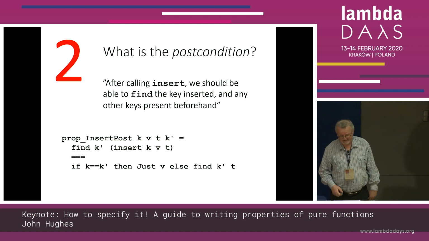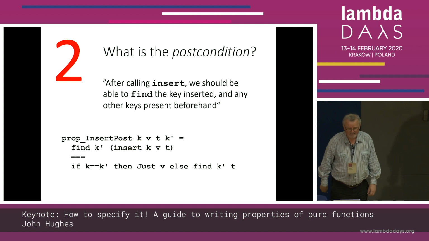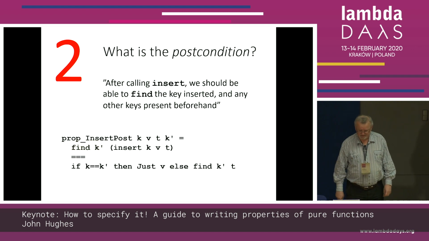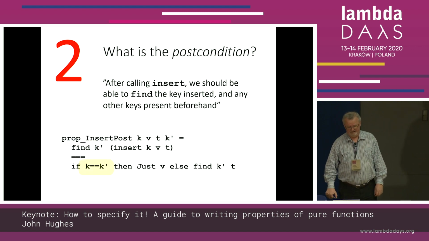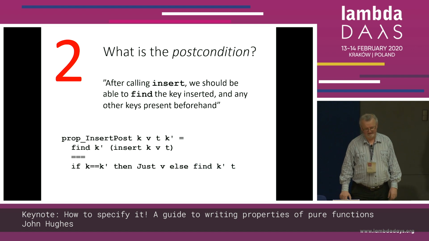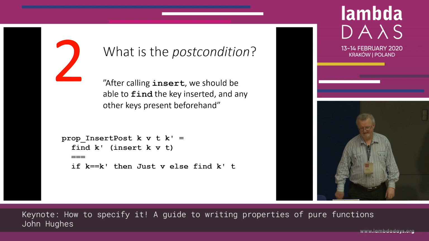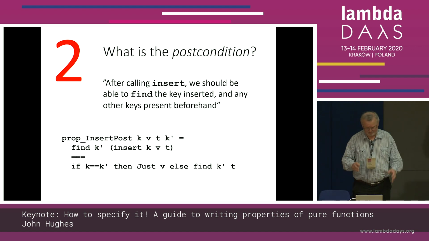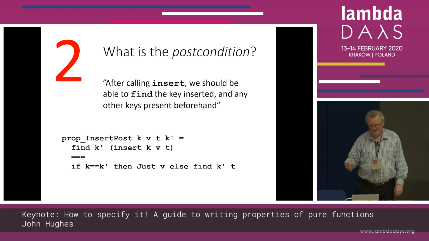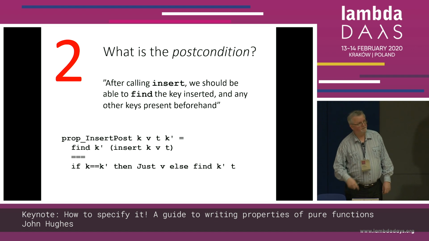And I can write this down as a Haskell property. I'll call it the insert postcondition, and it just says that after I have inserted a key and value into a tree, if I try and find any key at all, if it's the one I just inserted, then I should find the value I just inserted. Otherwise, I should find whatever was there before. So that more or less directly translates the sentence into code. This is a good property, certainly worth testing.